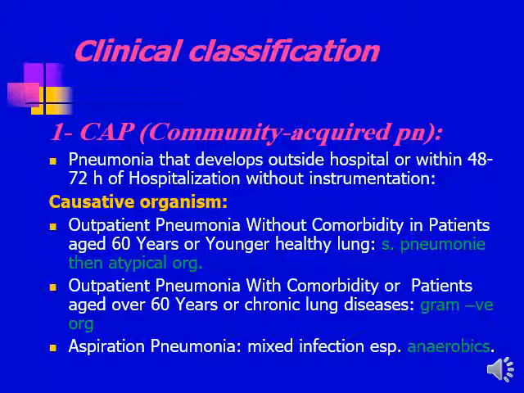I can further classify this community-acquired pneumonia according to my condition. If I am a healthy, younger patient without comorbidity, most likely I get Streptococcus pneumoniae or an atypical organism. These are the most common organisms to affect this kind of patient. But if I am over 60 years with comorbidity or other diseases, or I have chronic lung disease, most likely I get a gram-negative organism. If I have risk factors for aspiration, most likely I have a mixed infection, with anaerobes on top of the gram-positive infection.